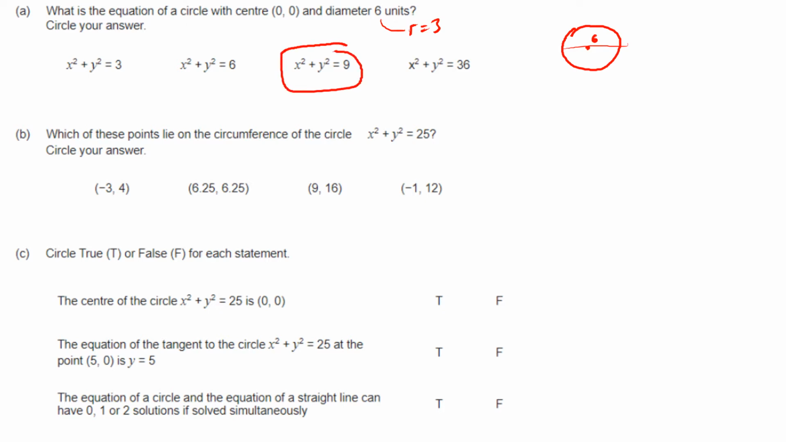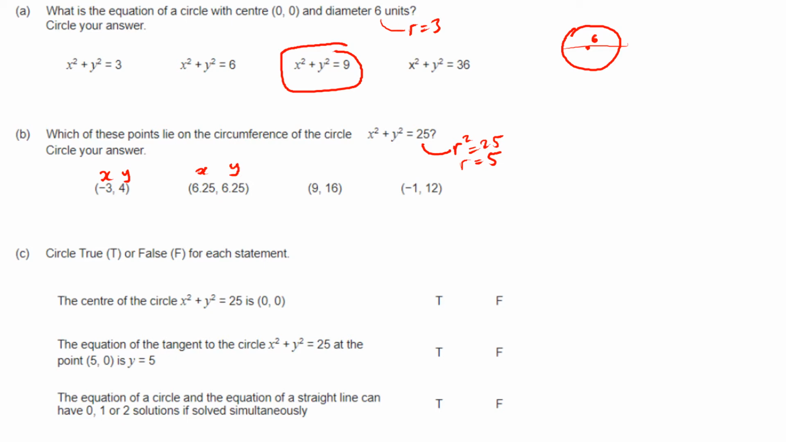Okay, what about the next one? Well, 25, that's r squared, that's 25. So r is 5. What we want to know is which one of these points are on the circumference of the circle. And this is where we can use another fact, okay? We know that x squared plus y squared equals 25. So let's actually check that. Let's do x squared plus y squared. Remember, these are coordinates. That's an x, y, that's an x, y.